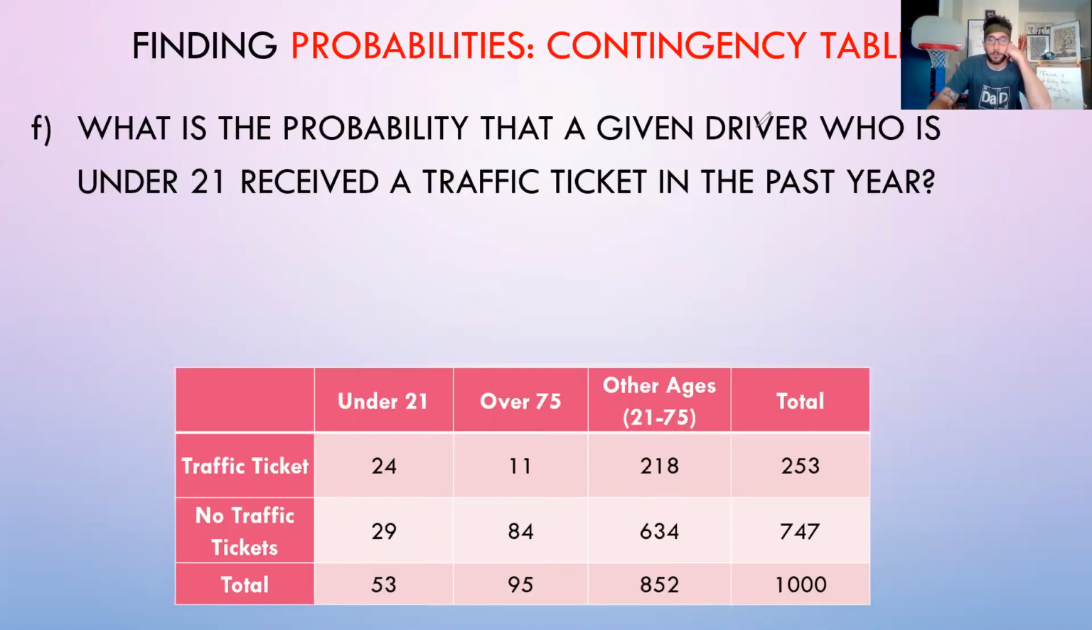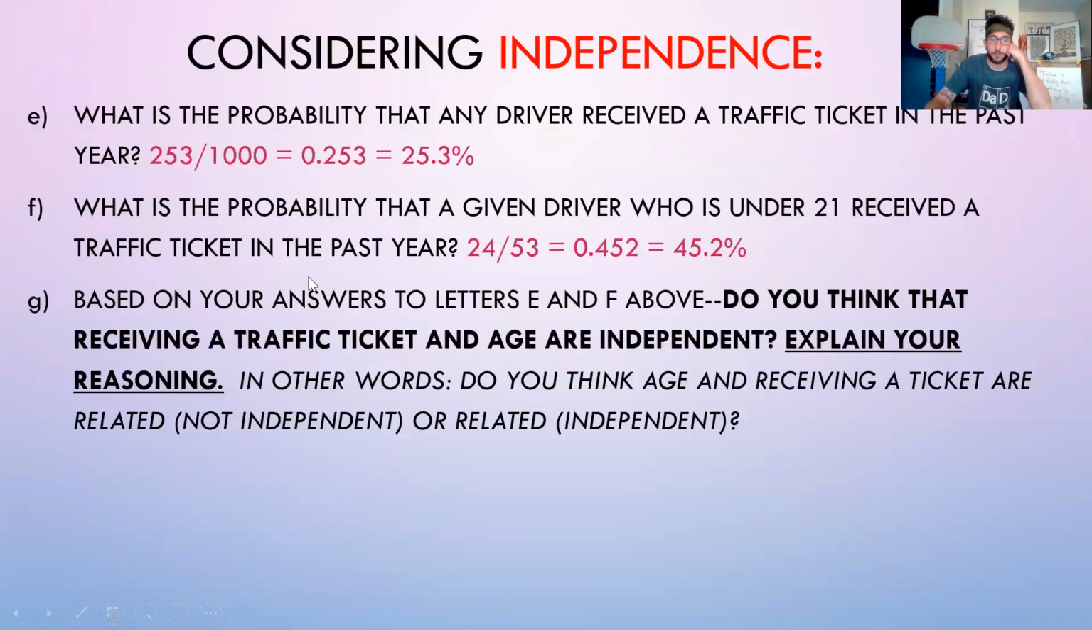All right, almost done here. So to finish up with this table, let's look at question G. So question G asks, based on your answers to E and F, so the questions we just answered, do we think that receiving a traffic ticket and age are independent? And we have to explain our reasoning. Remember, independent means not related. So do we think these are not related or related?